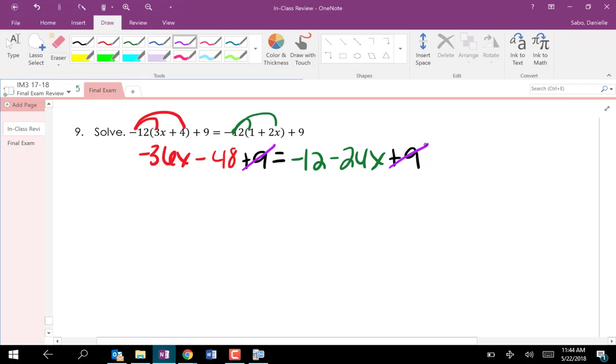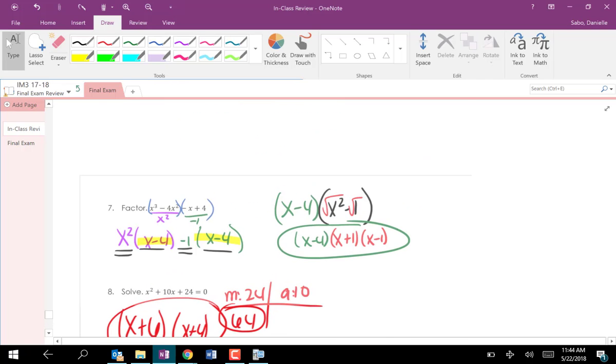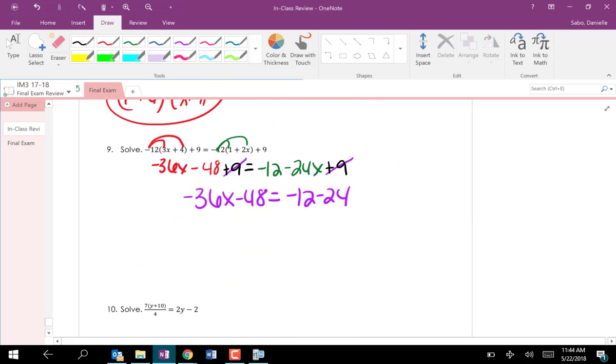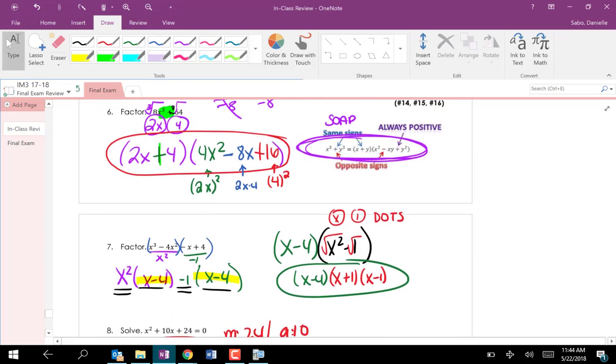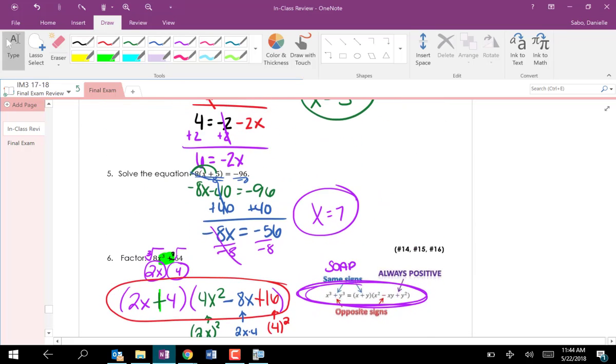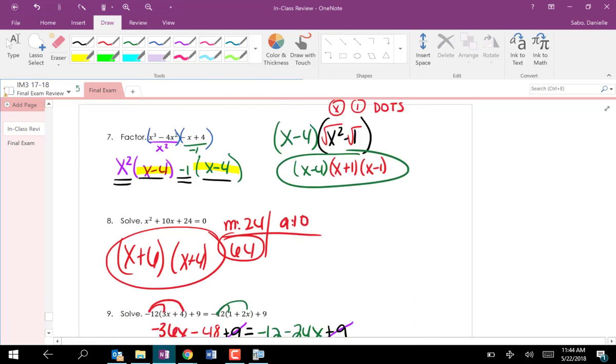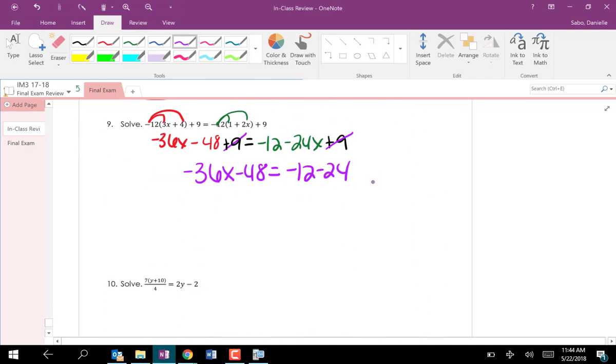Now this became one of those problems where you have to get all of your variables to one side and all of your numbers to the other. And we already did this, so I'm not going to keep going because I want to give you guys time to work on it in class. So from that point on, you can refer to number 4. I'm just going to put here, refer to number 4 once you get to this point, because it's the same exact process.